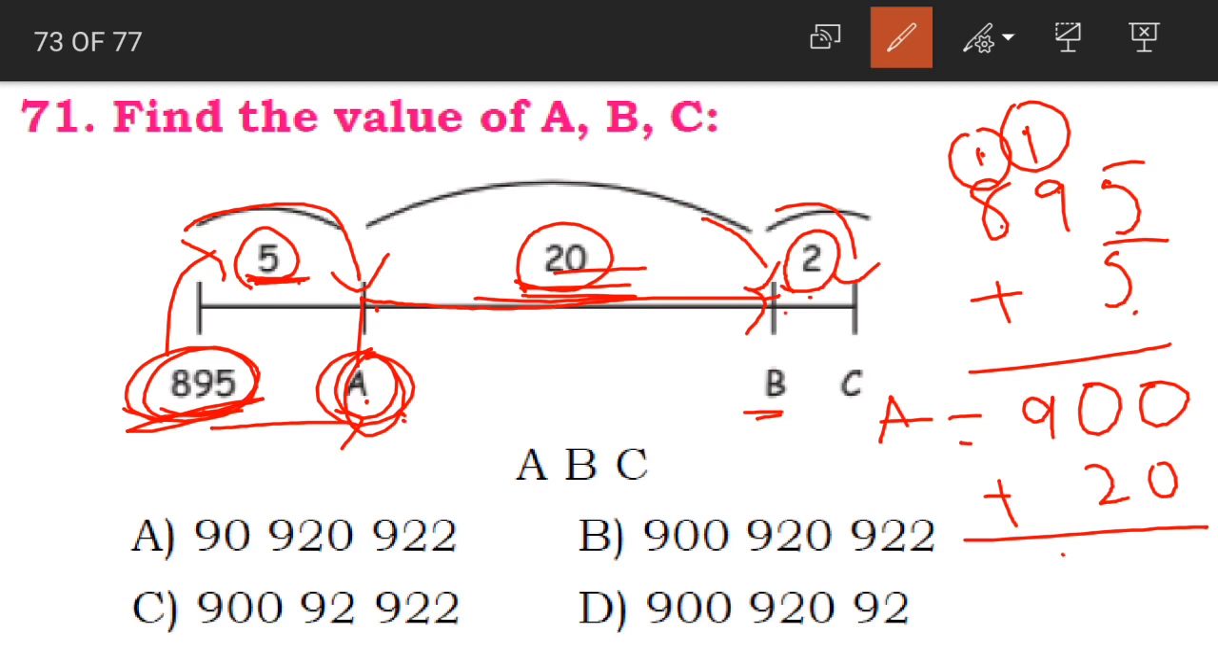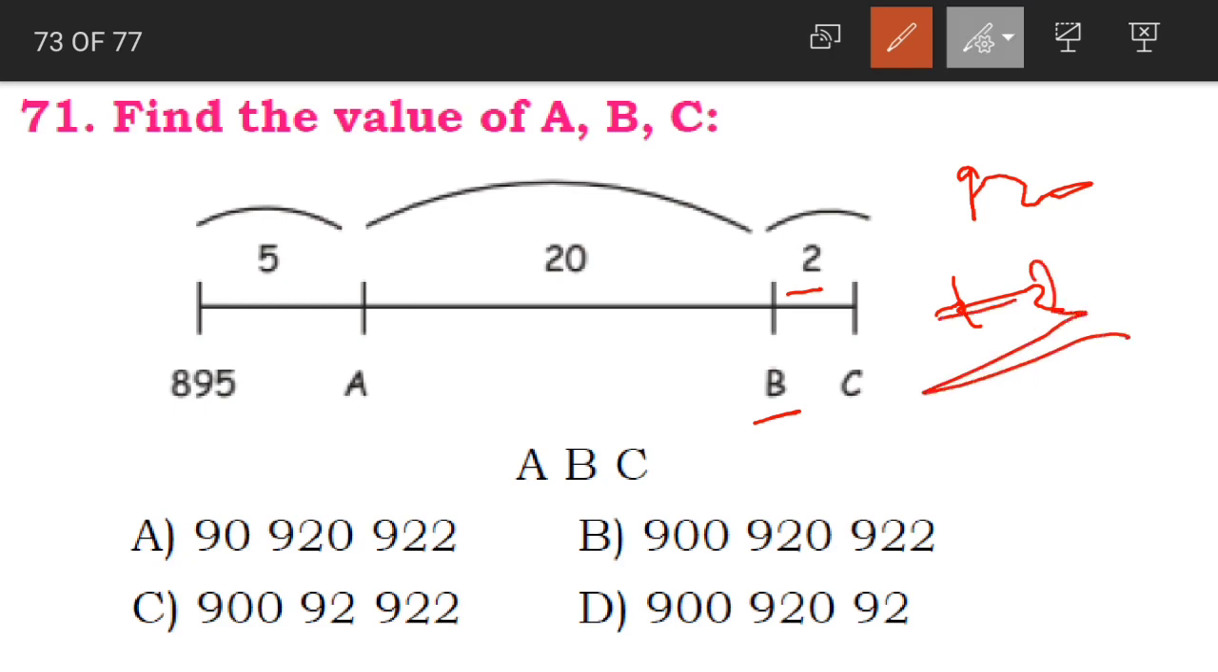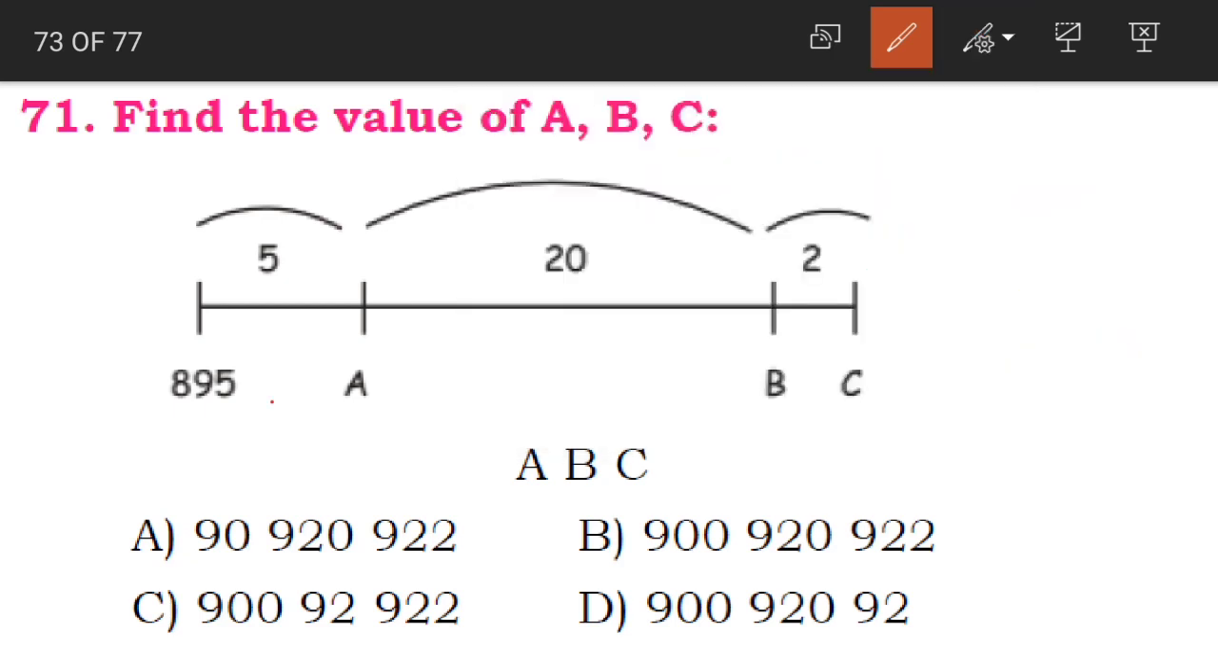900 plus 20 is equal to how much? 920. Now what is this 920? It is the value of B. Yes, children? 920 is the value of B. Now lastly what do we have? We have C. Now how to get C? For this 920, B is 920, right? Yes. To that we need to add 2. So 920 plus 2 becomes 922.